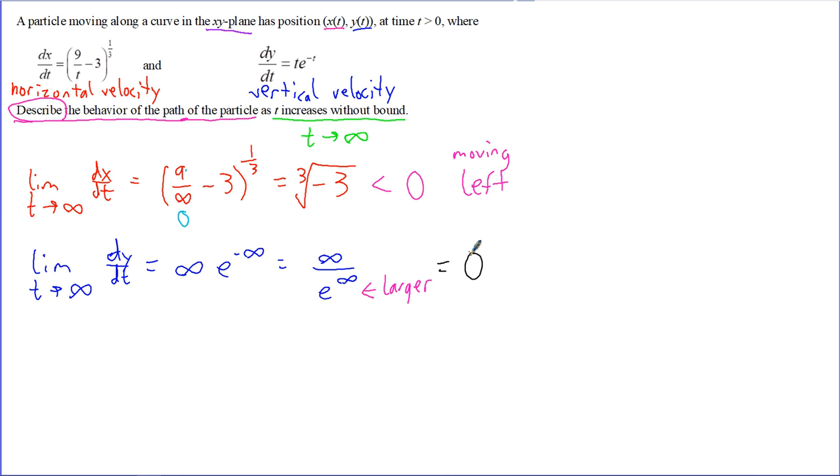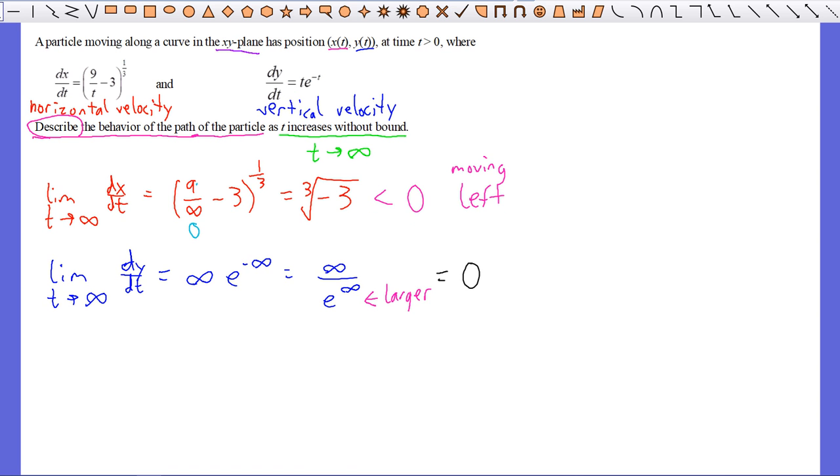So normally this would tell us if it was positive, the particle is moving up. If it's negative, the particle is moving down. Well, what would this look like? Does that mean it's not moving up or down? Well, kind of. This means that as time approaches infinity, it's approaching 0. But notice, infinity over e to the infinity is not actually exactly 0. It's just really close to 0, right? That's our limit. It's really just a really small positive fraction.